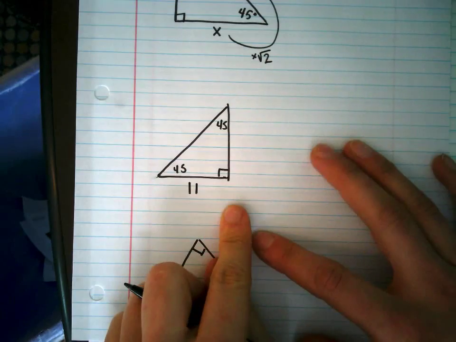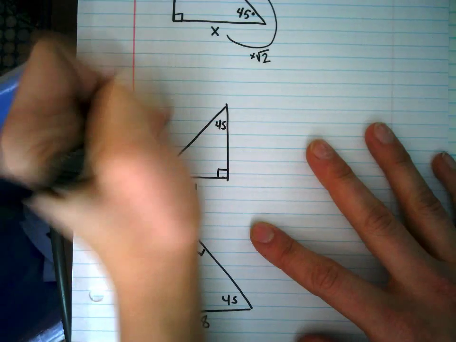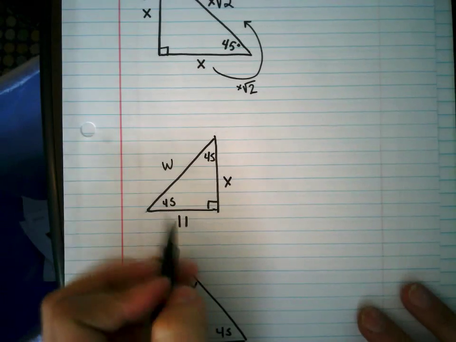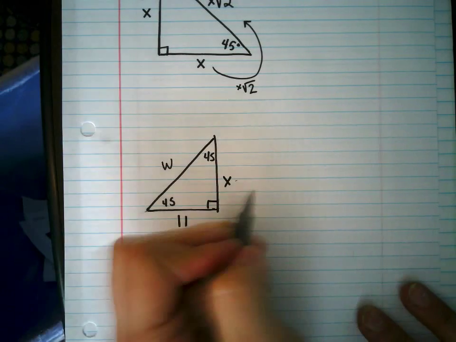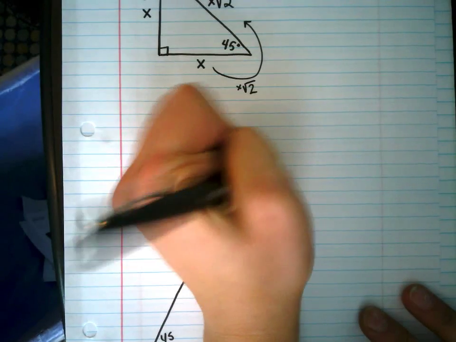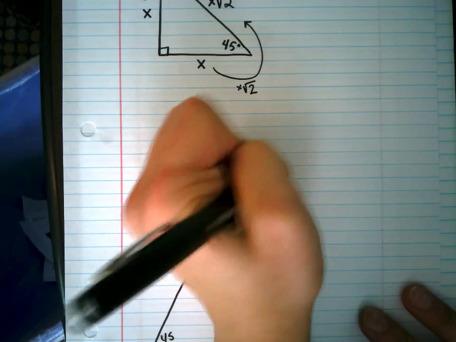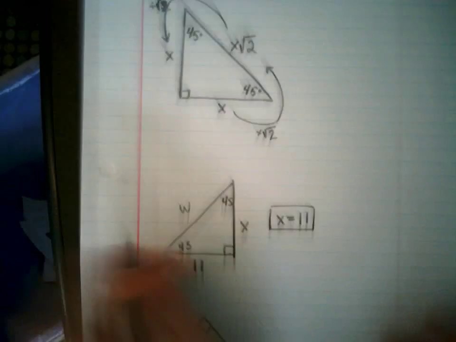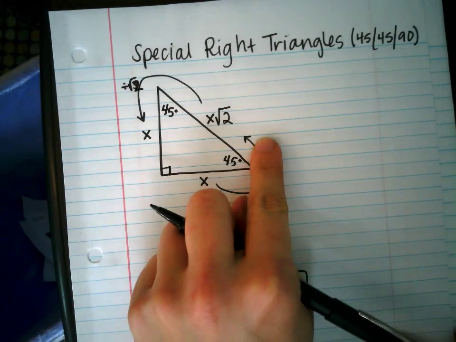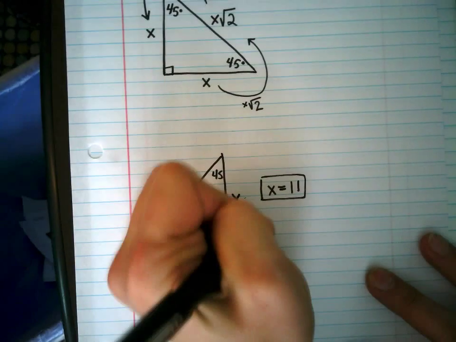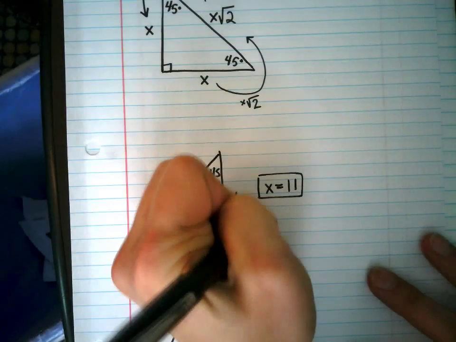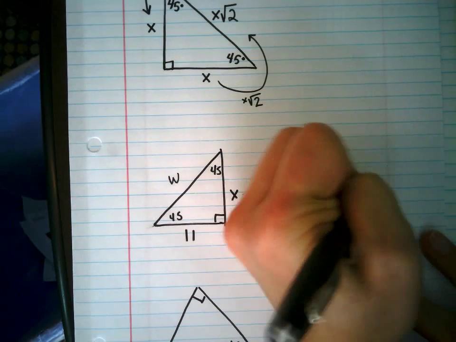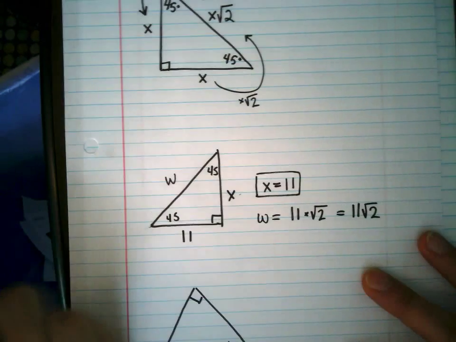So right here I can use this to help me solve for the missing sides. I know that because x is the other leg on the right triangle, x is going to be the same as this leg, so it's just going to be equal to 11. Then I know that to go from a leg to the hypotenuse, I need to multiply by radical 2. So to find w, I'm going to do 11 times radical 2, which cannot be simplified further, so it's just 11 radical 2.